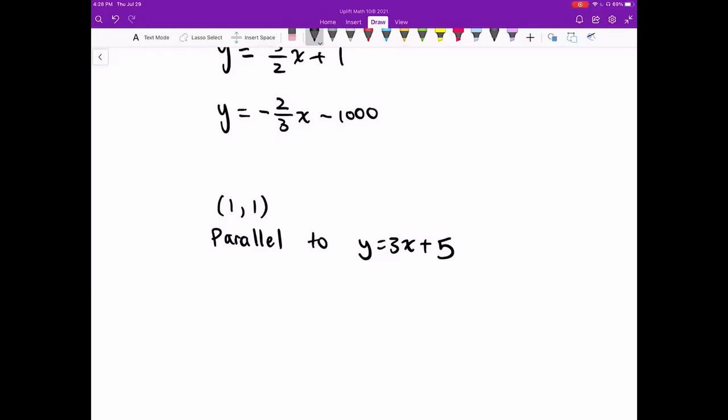Should we do this one together? I guess, sure. Actually, we should just let them try. That's fine. Here, find the equation of a line which passes through that point and is parallel to that other line.